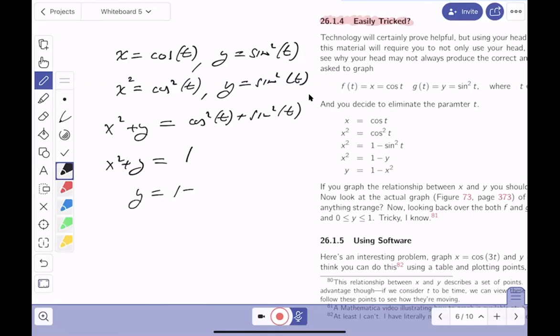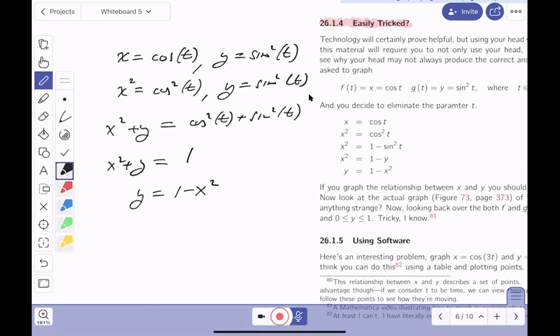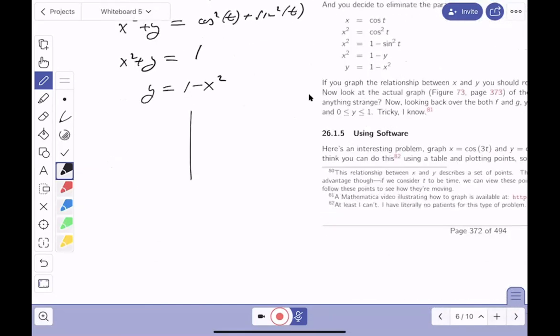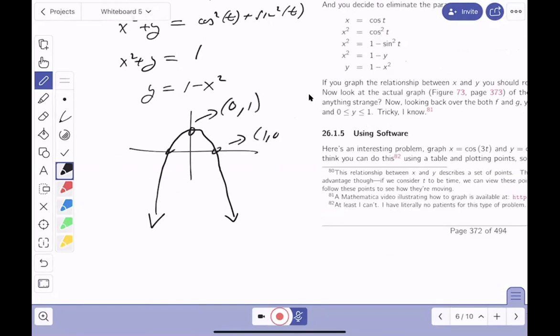y equals 1 minus x squared. Man, that's familiar. I know exactly what that looks like. What does that look like? It's a parabola that looks just like this. It has a vertex at (0, 1), and 2 x-intercepts, (-1, 0) and (1, 0).